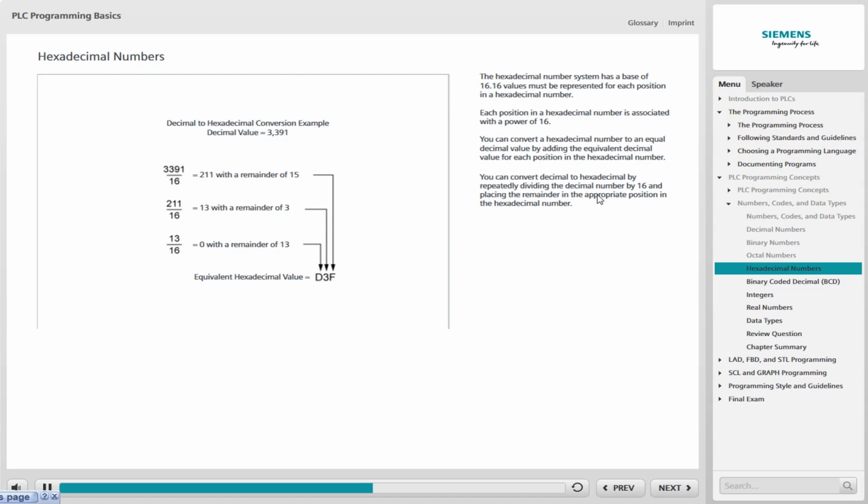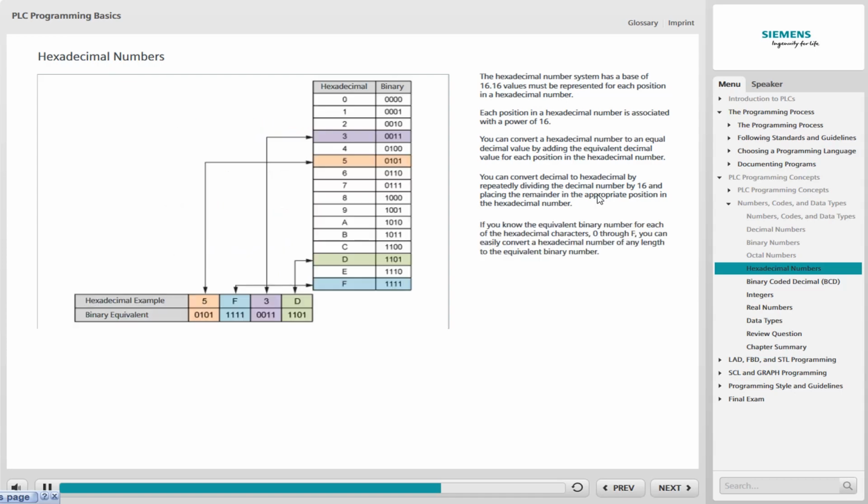16 does not divide into 13, so you are left with a remainder of 13 represented by D in hexadecimal in the 256s column. This shows that D3F in hexadecimal is equal to 3,391 in decimal. The real value of hexadecimal comes from its relationship with binary.